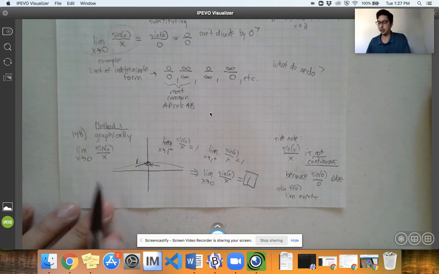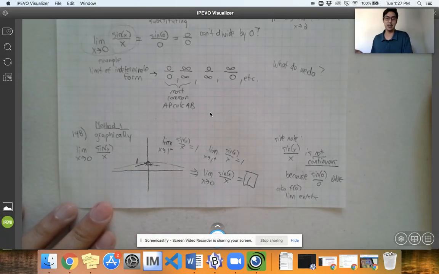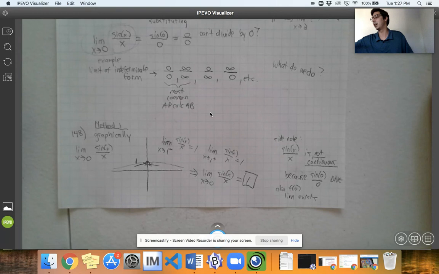But that is one approach you could take: graphically, look at the limit from the left and right, and if they're equal, we know the answer. Now, what's a second method we can do? And I need another piece of paper for that.